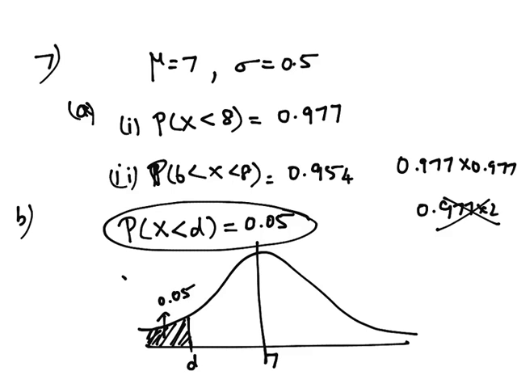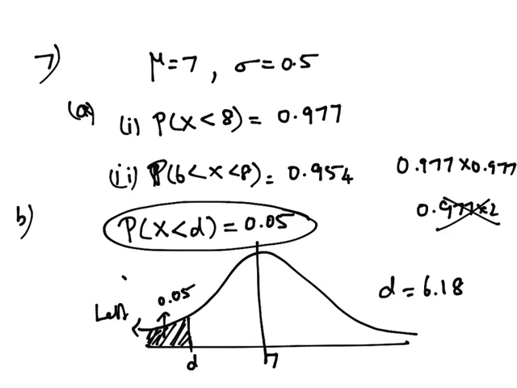Now the next question is find the value of d. So you go to inverse normal. You can see the tail is on the left hand side, so tail is left. Area is 0.05. Sigma is 0.5. Mu is 7. So the answer is d equals 6.177, so 6.18. The value of d is 6.18.